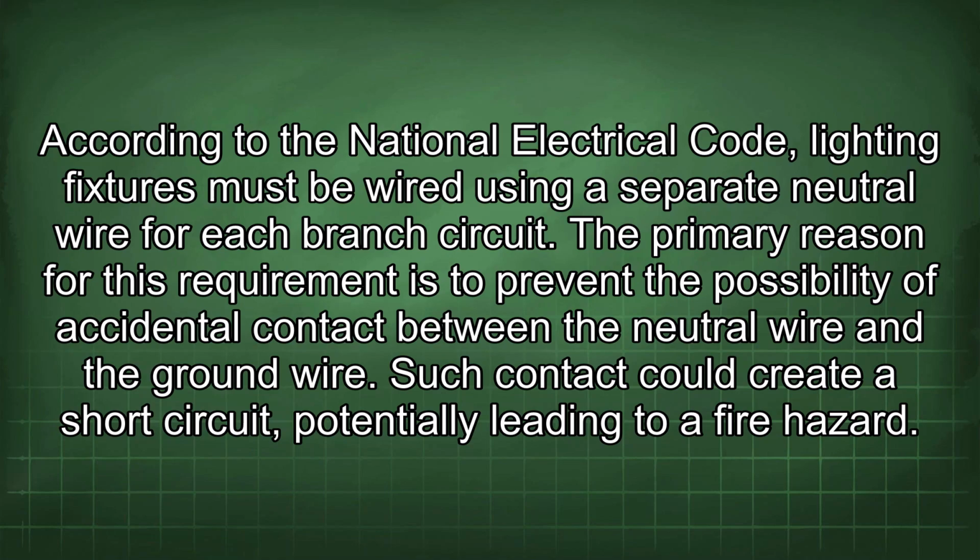According to the National Electrical Code, lighting fixtures must be wired using a separate neutral wire for each branch circuit. The primary reason for this requirement is to prevent the possibility of accidental contact between the neutral wire and the ground wire. Such contact could create a short circuit, potentially leading to a fire hazard.